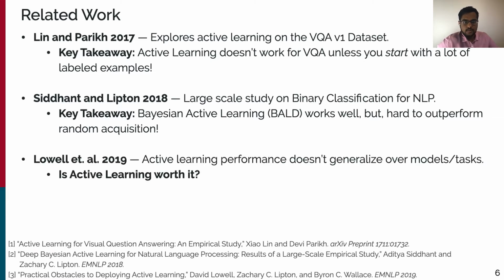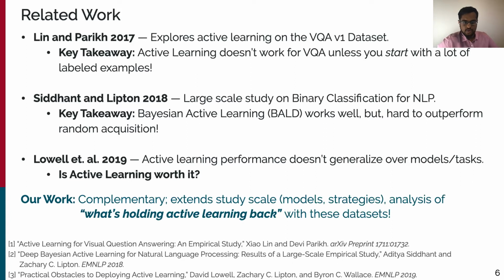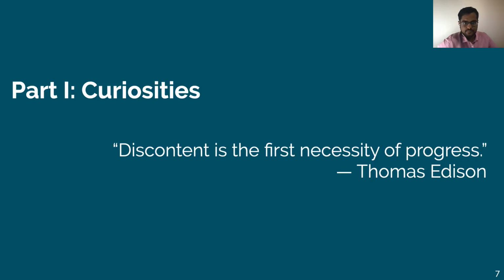This is followed up by work by Lowell et al. that starts to analyze the value of active learning in NLP altogether, showing that the results of active learning models don't quite hold up across models or different tasks. In general, our work is complementary to all of this. We also notice that active learning performance doesn't hold up across models or tasks. But the key difference in our work is that, in the analysis that we perform, we try to isolate exactly what in these datasets is holding active learning back.